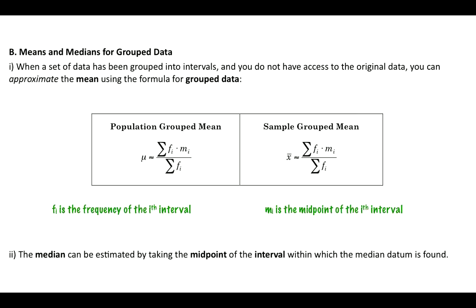So that means if you have 5 intervals, M4 is the midpoint of the fourth interval. And some of you think of these intervals as rows in your frequency chart, and that's fine. So then M sub 3 would be the midpoint of your third interval, or your third row down. In case that's how you're thinking of it.